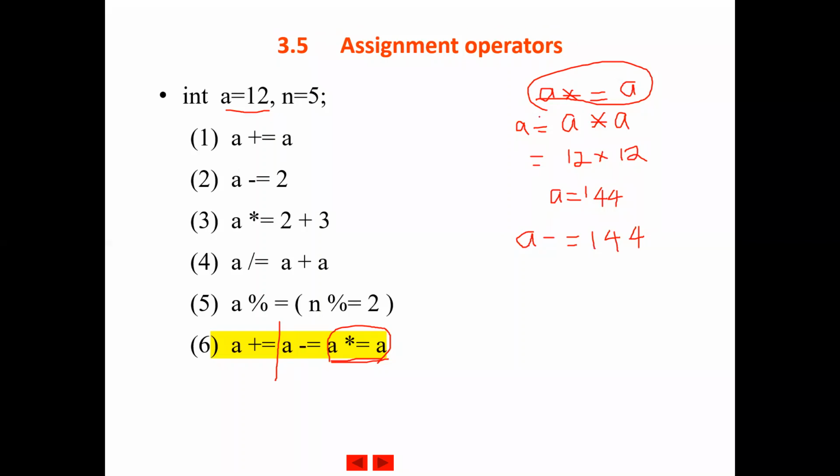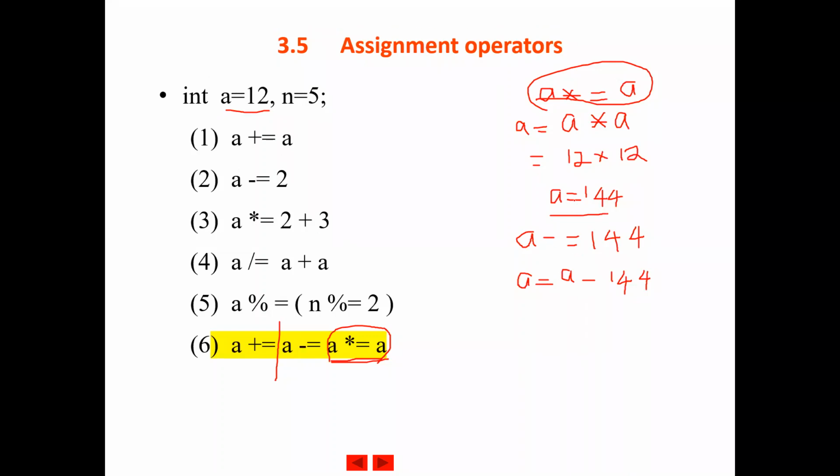Okay, so here in this step, we are substituting the right hand side as 144, and now we are going to expand this shorthand assignment. So what is A minus equal to 144? A equal to A minus 144, right? What is the current value of A? Don't look behind for the previous value of A.